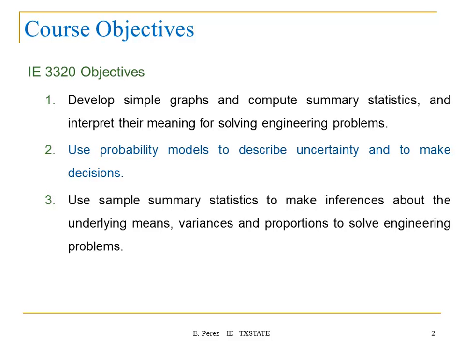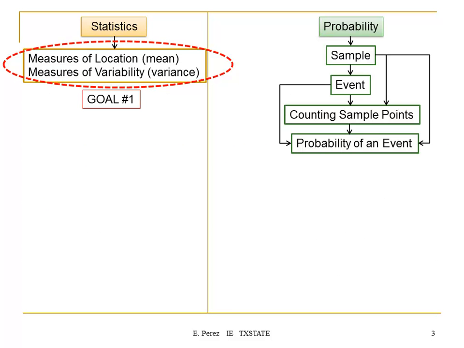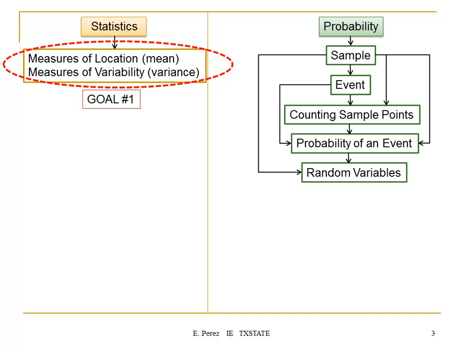So we're still on the second objective for this course, use probability models to describe uncertainty and make decisions. But what we are going to do now is use the information about probability of an event to create random variables, in which we need the probability of an event, and we need the concept of sample. And from there, we're going to discuss what is a probability distribution. Because depending on the random variable, depending on the function that describes this random variable, we can create probability distributions.